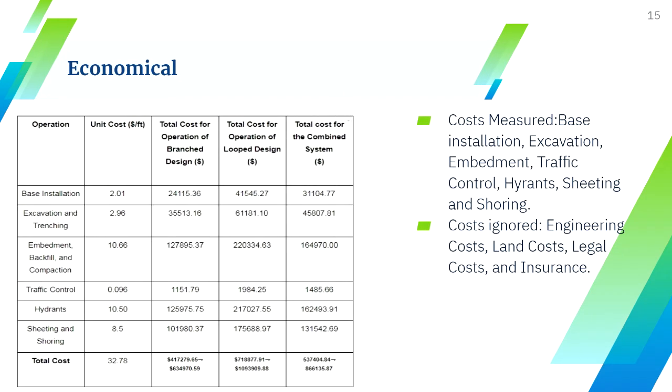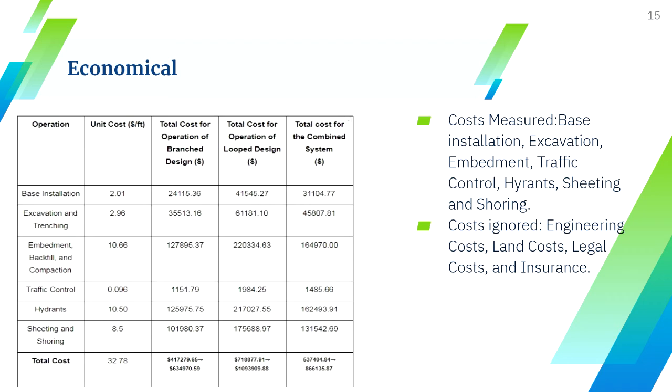Now going on to the next slide, the costs that we determined were base installation, excavation and trenching, embedment, backfill and compaction, traffic control, hydrants, sheeting and shoring. The costs that we ignored were engineering costs, insurance costs, legal costs, utility interference, and pavement replacement costs. Most of these costs were ignored because Meath Park told us that these were costs we would not encounter while building a water distribution system for them.